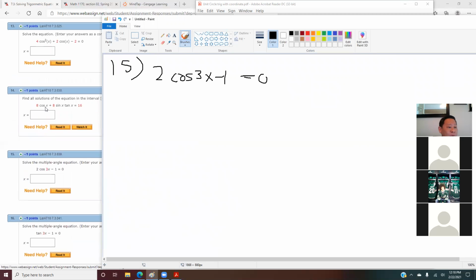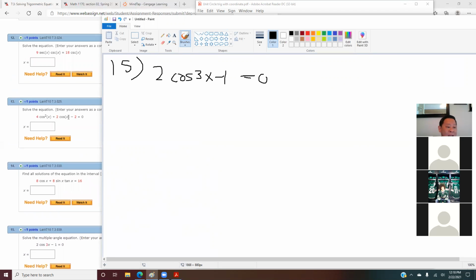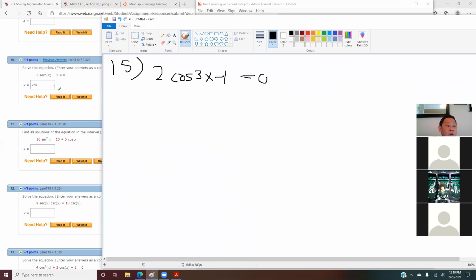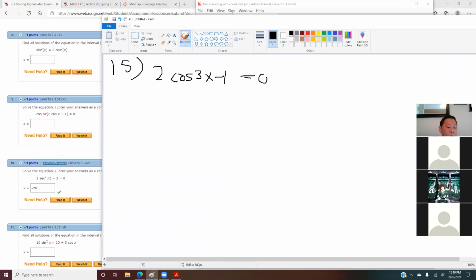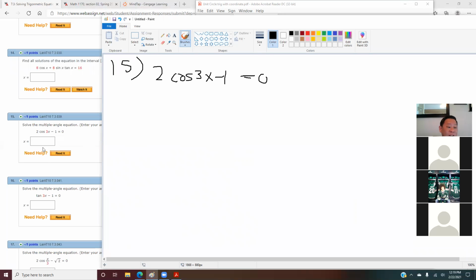So if you look at the previous ones, your cosine here is only x, sine x, tangent x. This is all singular multiplication, 1x. See, all these x are 1x. So everything we did so far, they all are 1x. The only ones that are multiple are number 15 and number 16, because you got 3x or 2x next to it. So when you have a multiple x here, this is how we do it.